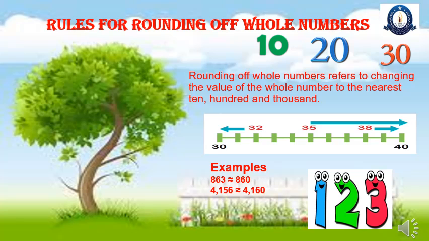41 will be as it is because we are not working with 41. Here we are doing rounding off to nearest 10. Now let's see the video.